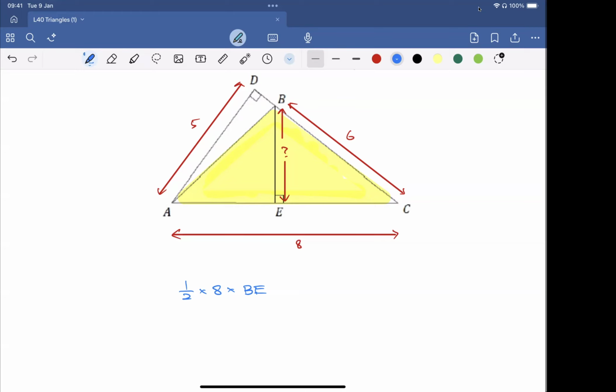Half times 6 times 5. Correct. Why? Because the base of the triangle can be anywhere, right? Yes, the base of a triangle can be at the bottom, can be at the top, can be at the left or the right. Okay, it doesn't matter as long as what? It's perpendicular to the base. As long as the height is perpendicular to the base. Very good. So I can say that the area is also half times 6 times 5.